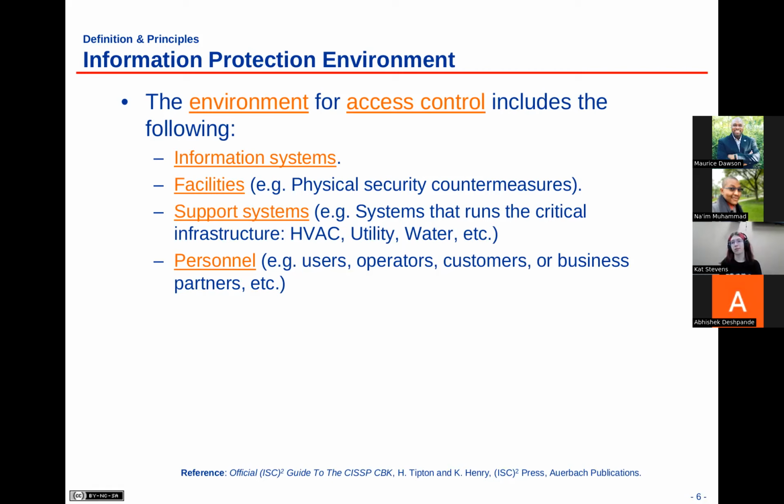All right, then you have support systems. This is like HVAC, utility, water. These are all the things that run critical infrastructure. Towards the end of the class, we'll talk about critical infrastructure, but you have support systems that run it. And then you have personnel, right? So users, operators, customers, business partners, these are all part of the information protection environment.